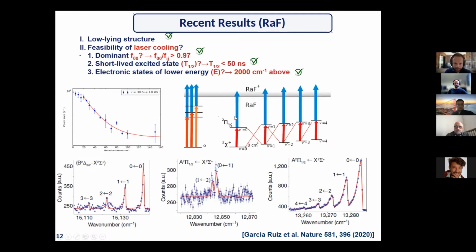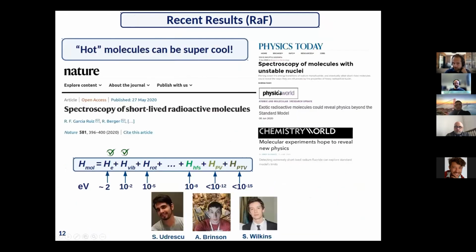We measured the lifetime of this state, which is very short. Good news for laser cooling, and all the excited states that we found agree with the theory, and they were above the electronic level that in principle you can use for laser cooling. So overall, very good news for laser cooling. As a postdoc said, we are proving that these hot molecules can be super cool. And we were happy because, although it's the first step, electronic and vibrational, that we are measuring now, it got the attention of our communities.